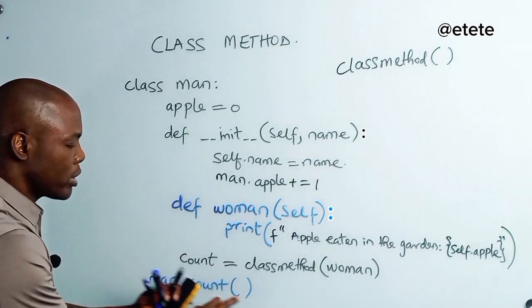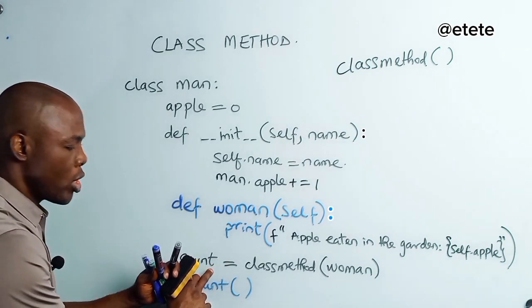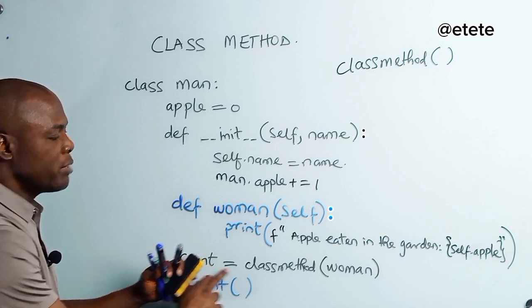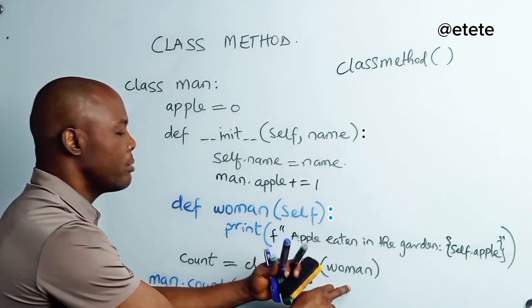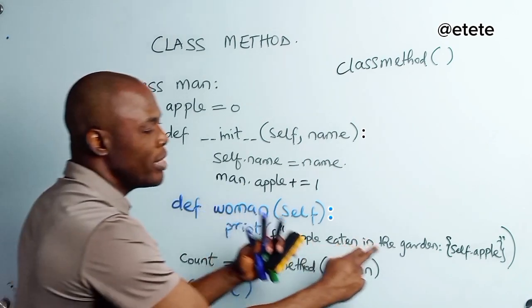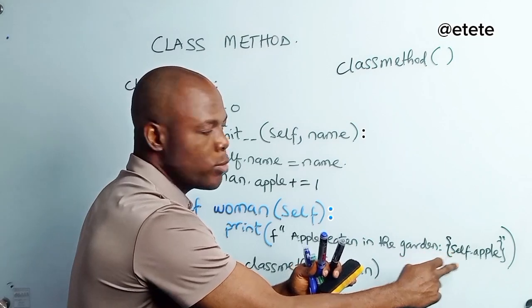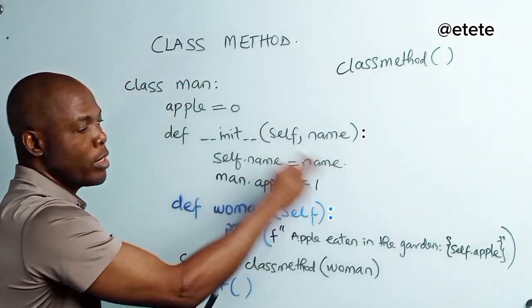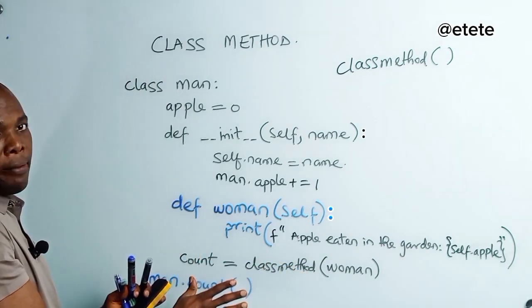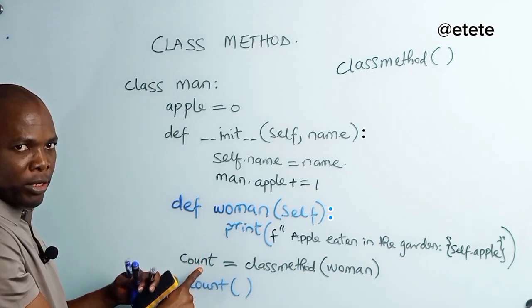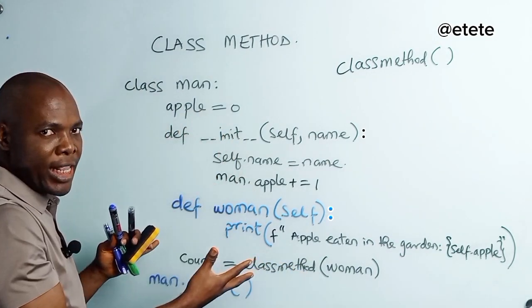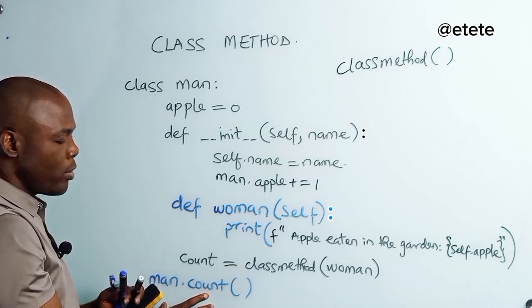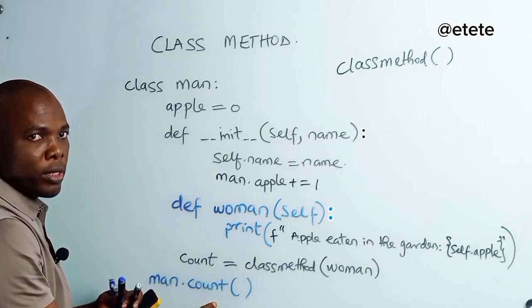If I say man dot count, that will come here, calling this method. And this method would then call this method. And to print out apple eaten in the garden is what? Self.apple. That will be what? 0, which is this one, 0. That's what will happen here. Meaning I can call this class method without instantiating this class. That is simply what this is doing, which is man.count.